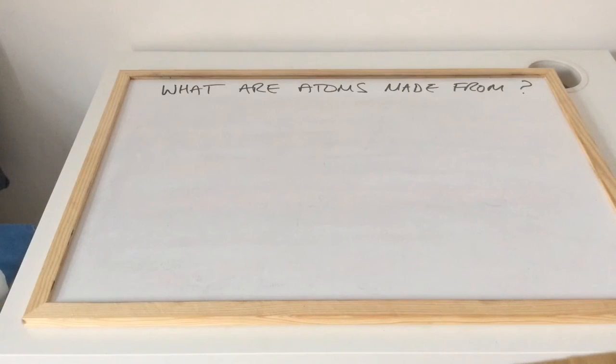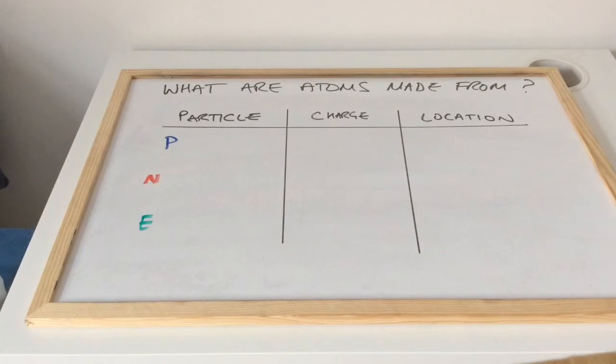In the next section of the video, I'm going to look at what atoms are made from. So you can see on the board there, I've drawn up an empty table for the three particles that make up atoms. We need to know the names of these particles, their charge, and their location. In other words, whereabouts in the atom can they be found.